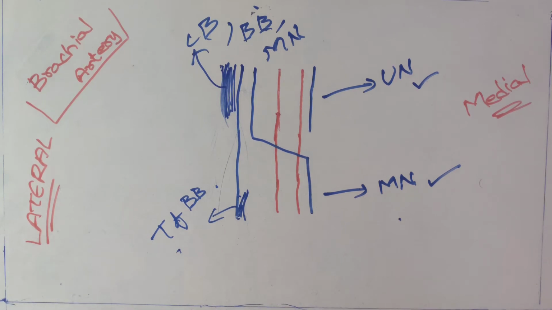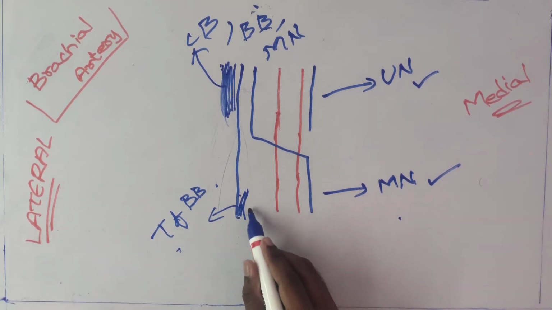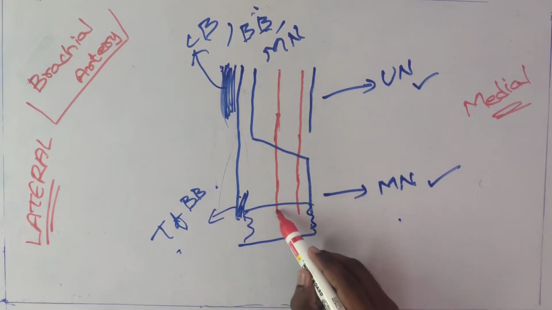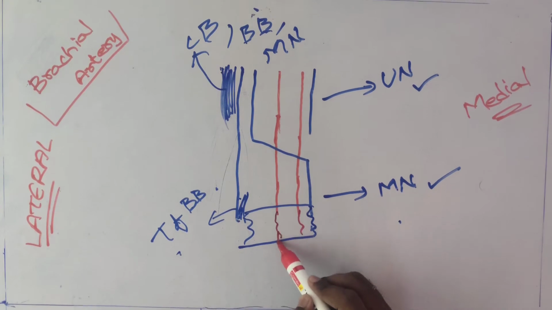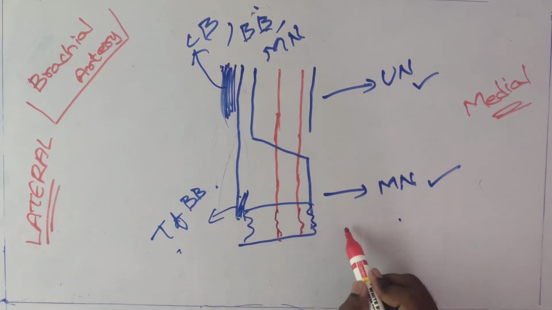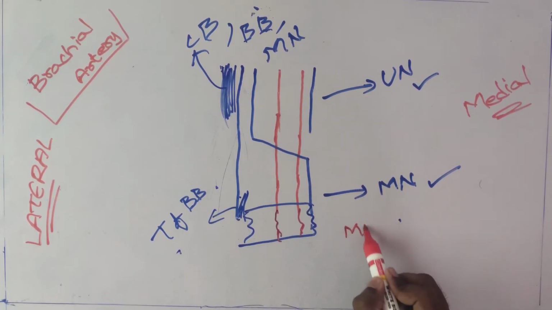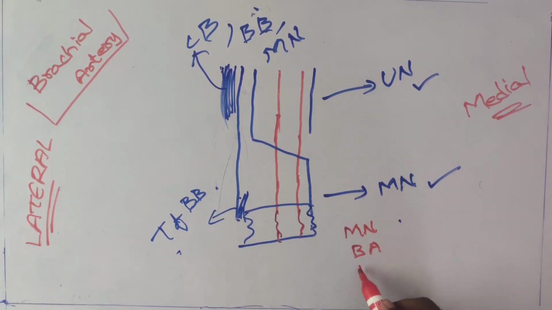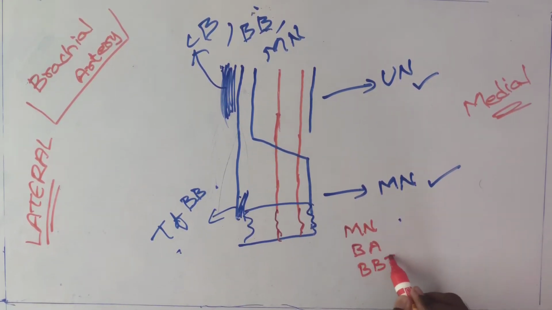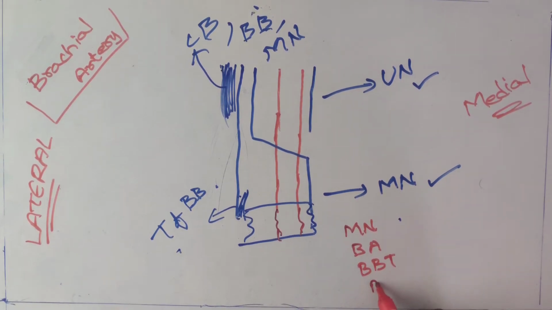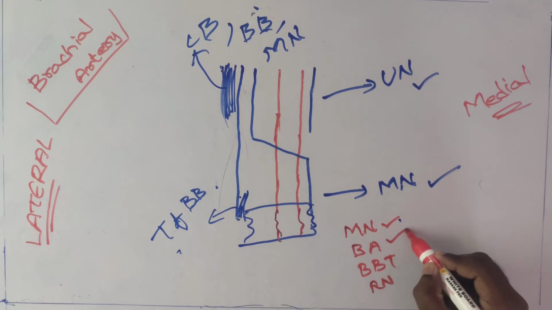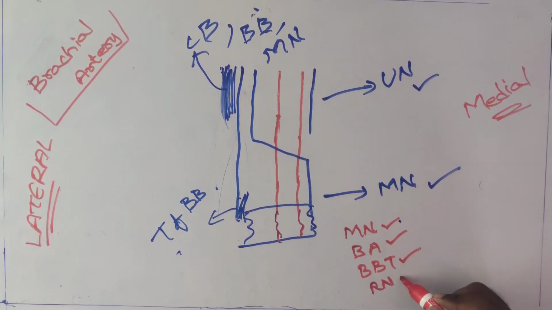Now coming to the elbow region. At the elbow region, we can see the median nerve, brachial artery, tendon of biceps brachii, and radial nerve.